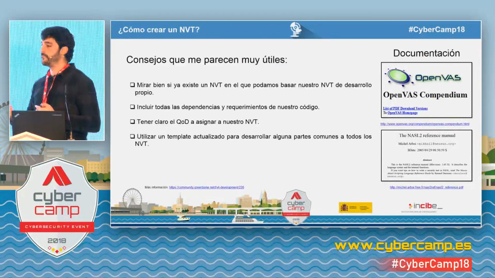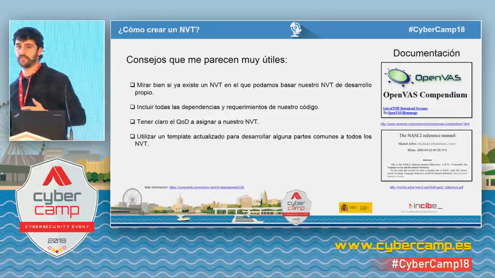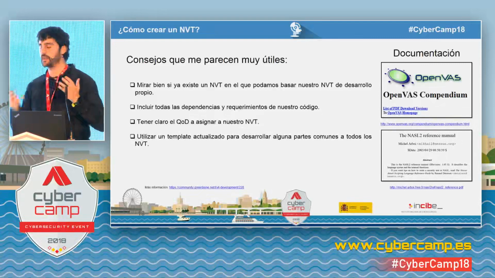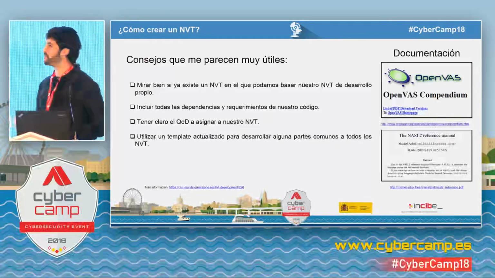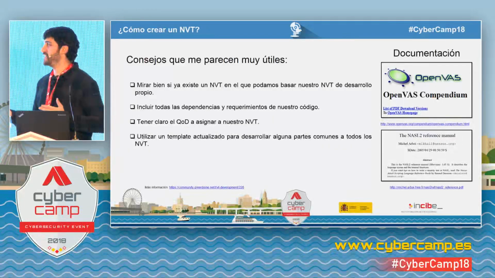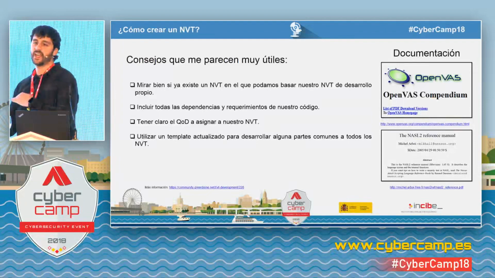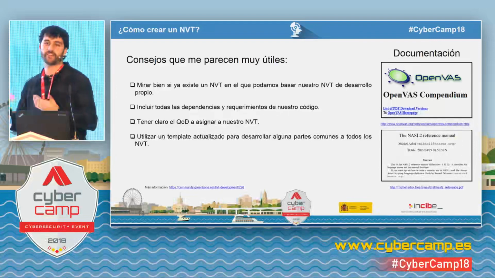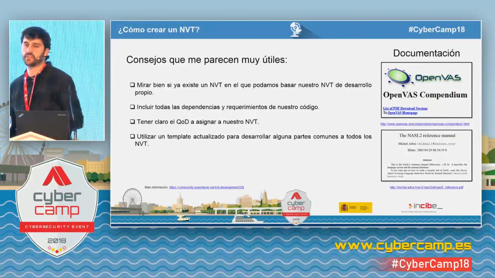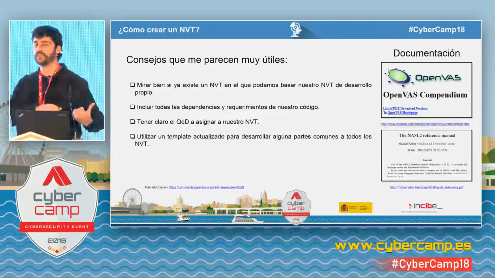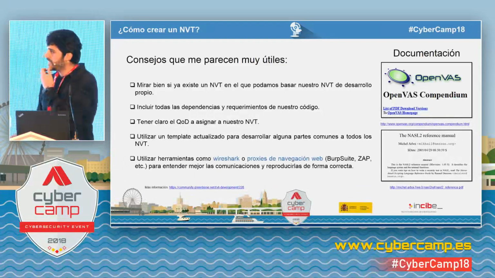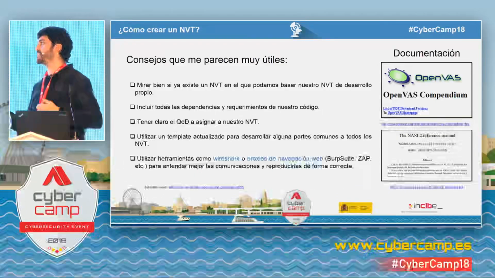Then use an updated template. NVTs always have the same structure. We'll look at that later on. So if you have an updated structure, and a structure that you improve on a daily basis, it will be easier for you to use all the information in NVTs that will be available whenever a vulnerability appears.